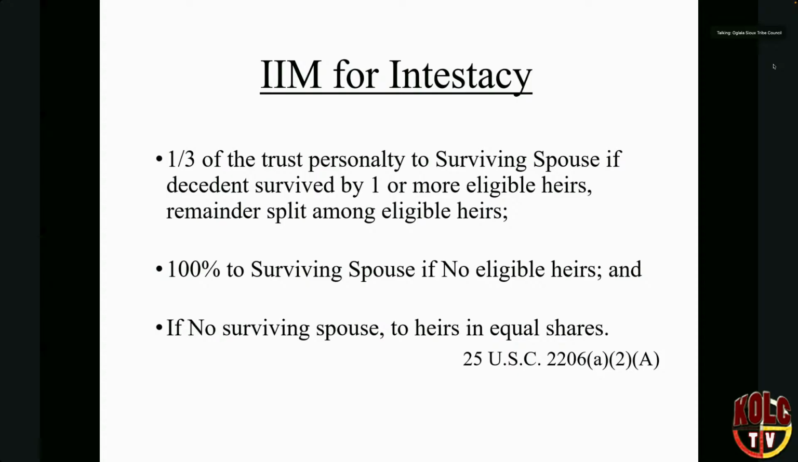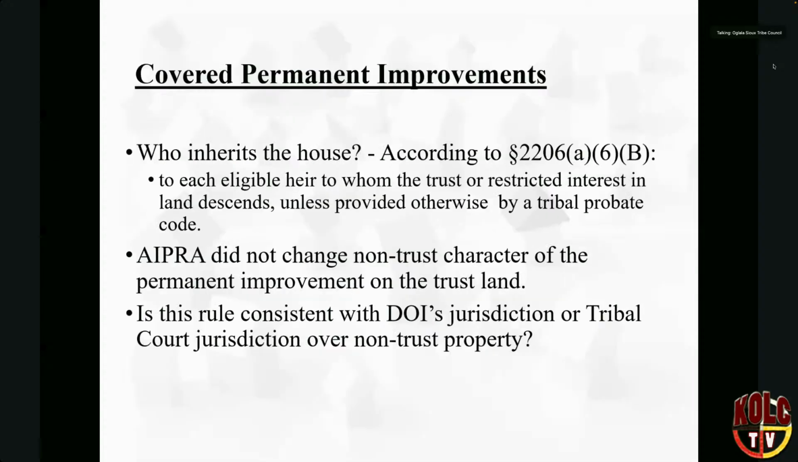So now let's go to another big headache in Indian country. Who inherits the doggone house? Who inherits the house when it's sitting on trust land? According to the law, at 2206, the house is inherited by all the eligible heirs that are going to own the land. So if you have a house sitting on land and 6 kids inherited that land, they're going to share ownership of that house in the same way they share ownership in the land.